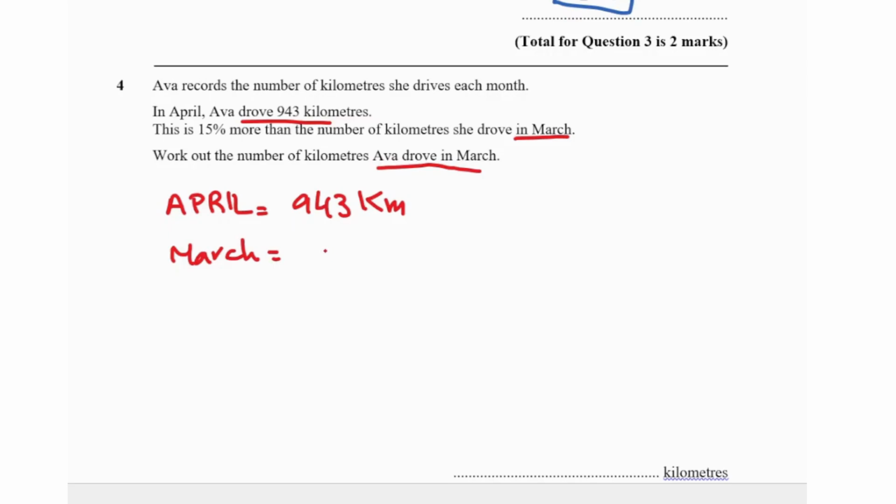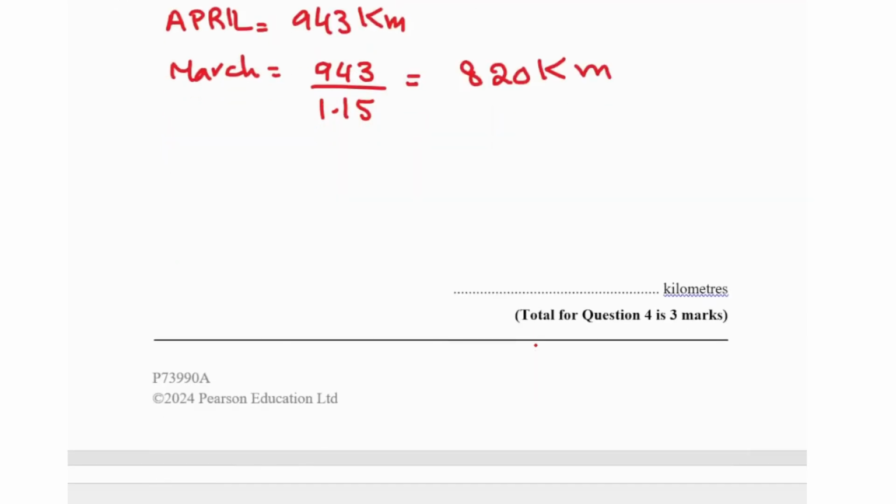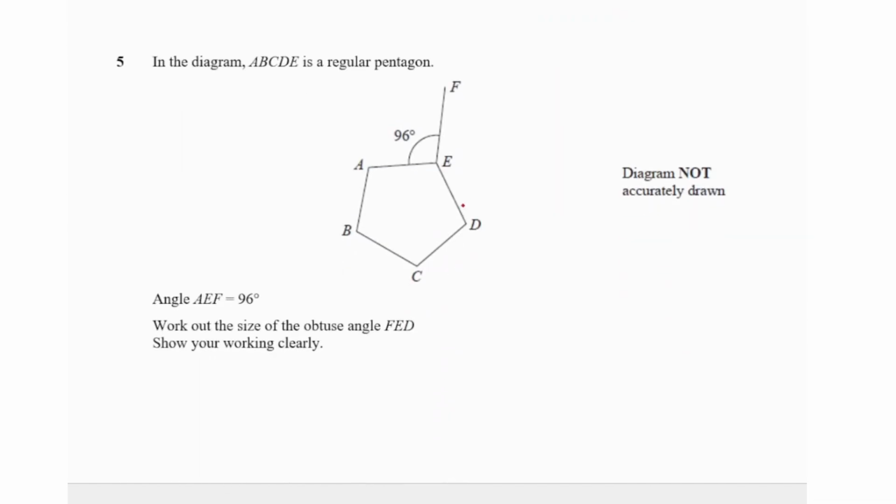Okay. So simply we're going to say that 943 is 1.15 times March, because this is 15% more than the number of kilometers he drove in March. So we're talking about March. If we divide by this one, that gives us 820 kilometers. And this is our final answer, 820 kilometers. And this is 3 more questions. That's simple. Let's see question number 5 here.